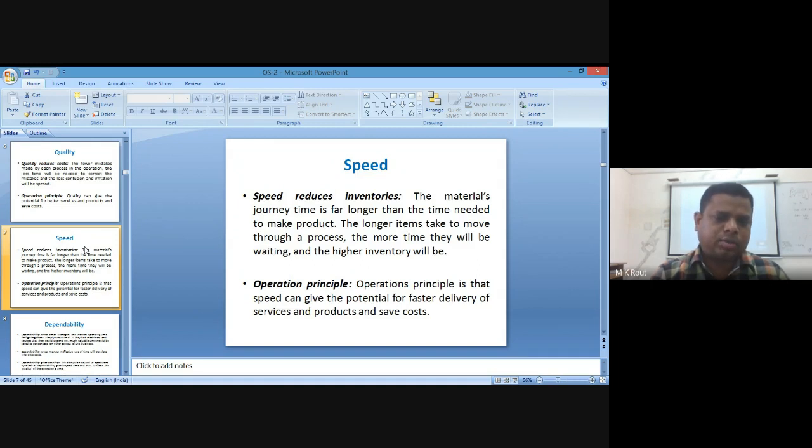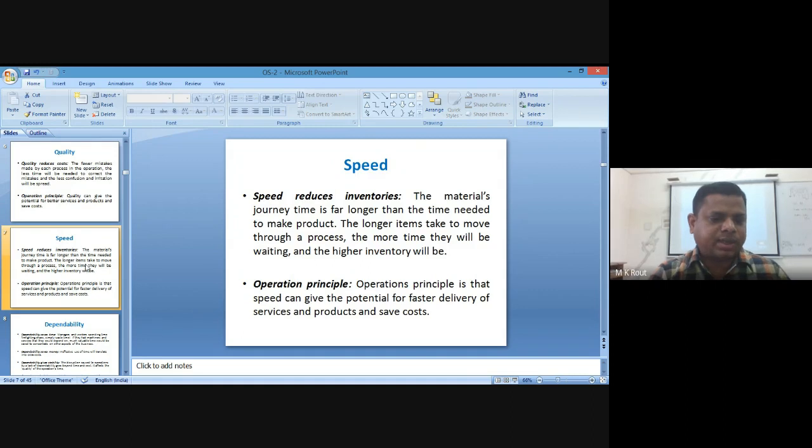And in case of inventory, that value should be added to your product. So that is why you have to optimize the different delivery times, cycle times, and lead times to reduce the percentage of inventory. In summary, speed reduces inventory, and inventories directly or indirectly affect your production. So here the operating principle is that speed can give the potential for faster delivery of service and product, which saves a huge amount of cost.